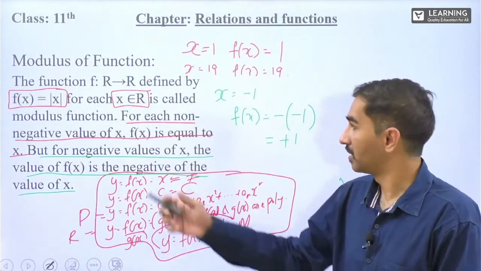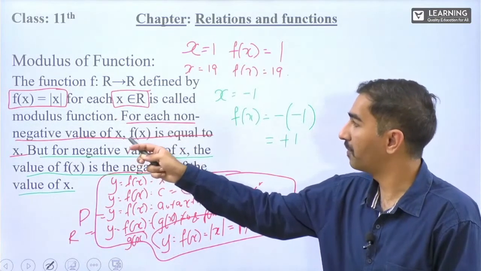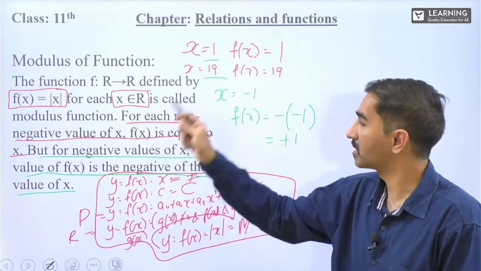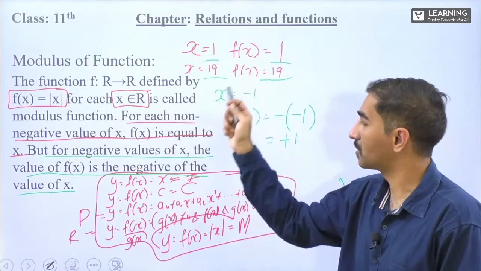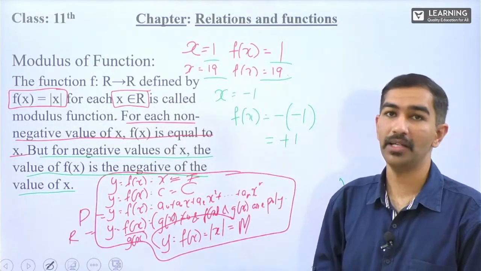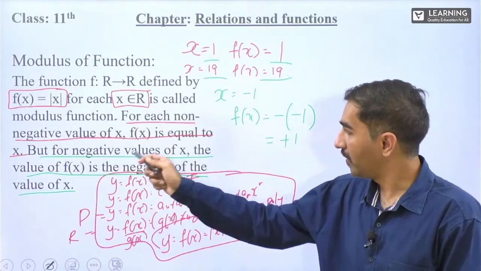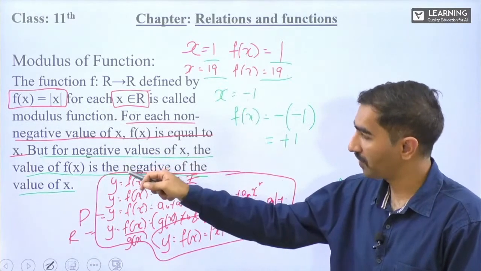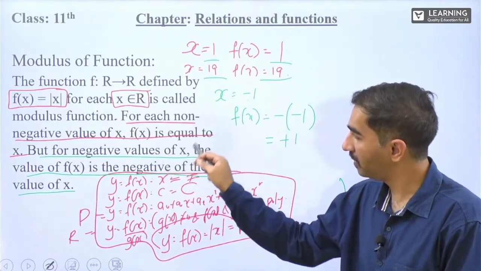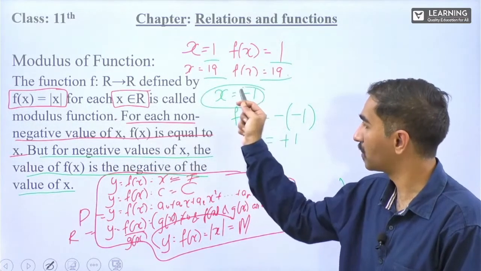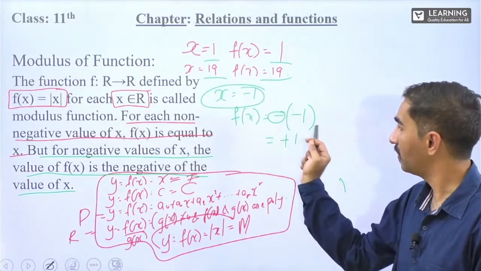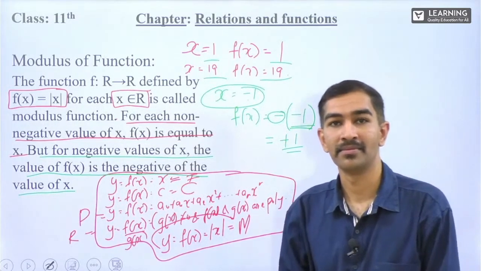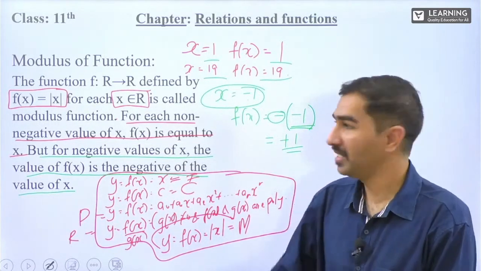Once again, I'll repeat. For each non-negative value of x, f of x is equal to x. For example, x is equal to 1, f of x is equal to 1; x is equal to 19, f of x is equal to 19. Okay. Next line. But for negative values of x, for example x is equal to minus 1, the value of f of x is the negative of the value of x. What is x? Minus 1. Negative of the value of x is equal to plus 1. Understood, students?